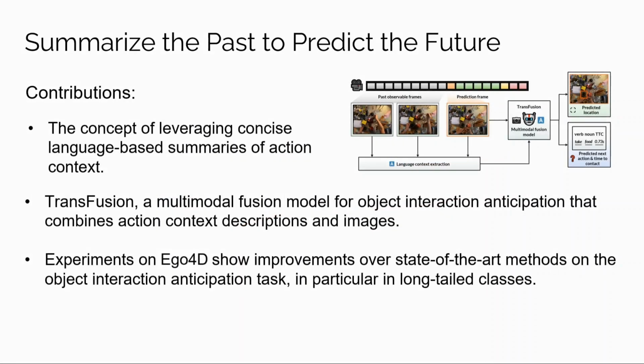In conclusion, we introduce the concept of action context and present a novel method for predicting future object interactions that uses a single prediction frame and natural language summaries of past actions as well as the surrounding environment. Experiments on the Ego4D short-term object interaction anticipation dataset show the effectiveness of our multimodal fusion model. They also highlight the benefits of using language-based context summaries in a task where vision may appear to suffice.